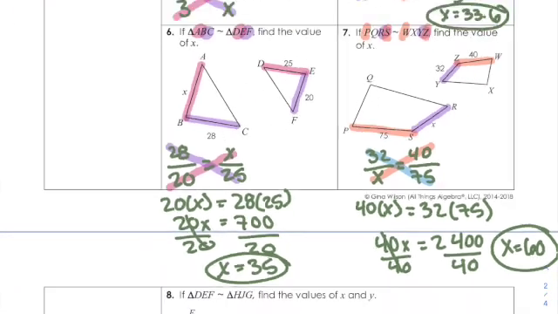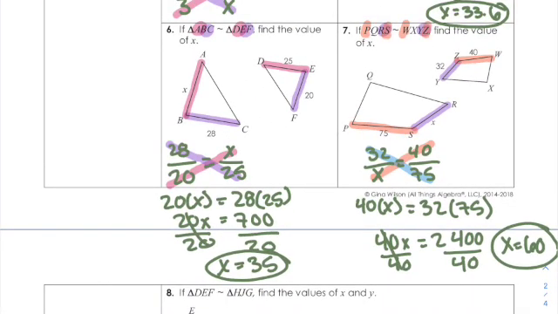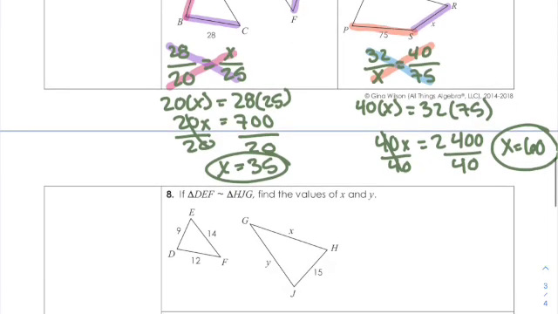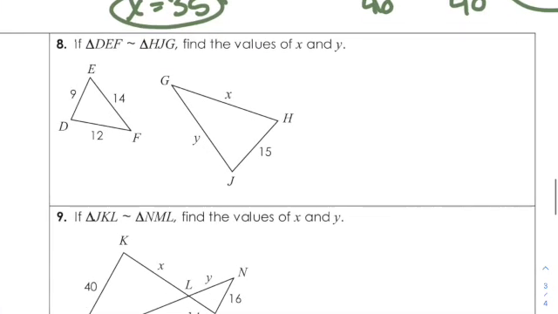Alright, so now let's move to the next page because we're not done yet. We always got to do a lot of practice, right? Let's see here. Number 8. Alright, so it says if triangle DEF is similar to triangle HJG, find the values of x and y.